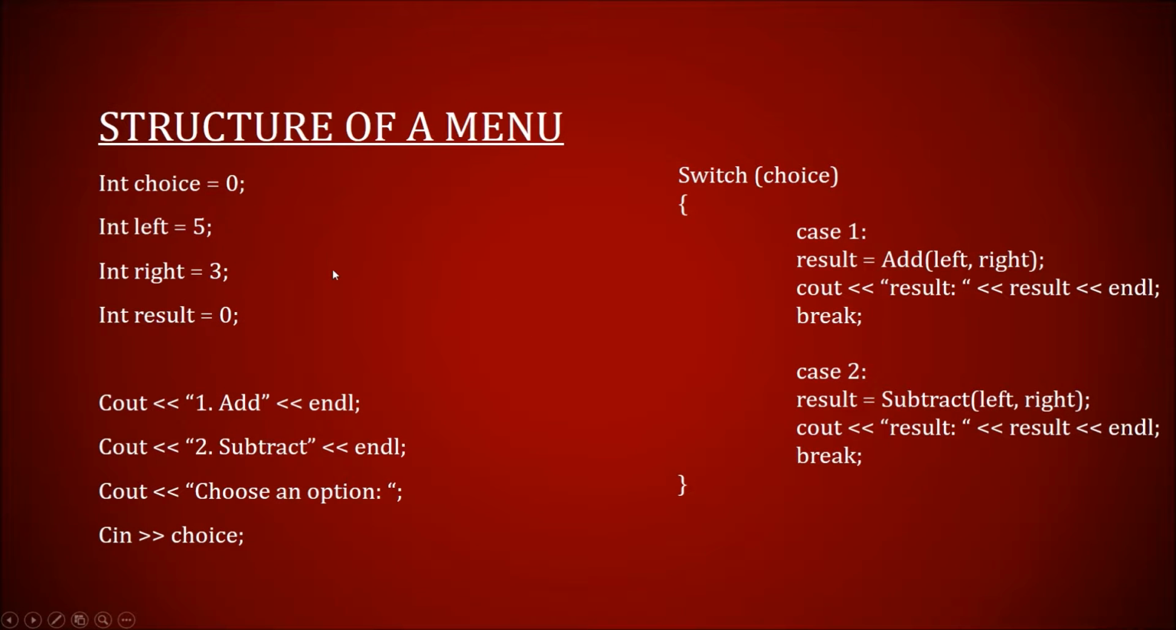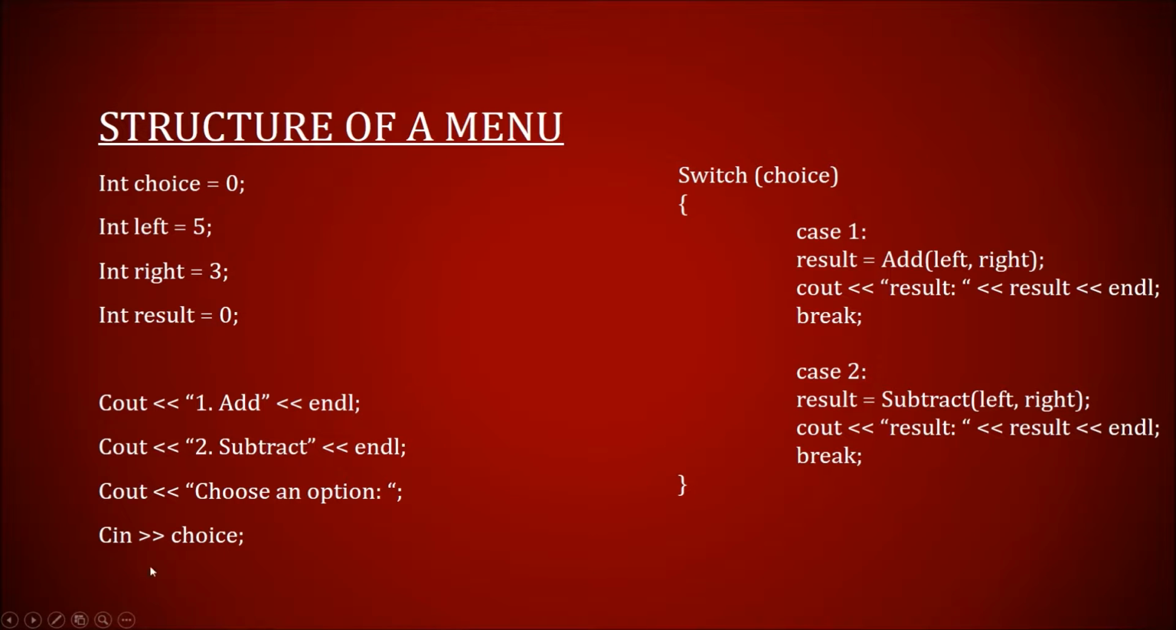Alrighty, so let's take a look at the structure of a menu. So up here we have int choice. This is going to be used to determine which option the user chooses from the menu. We have left and right. These are to pass into our add and subtract functions, and then result is what's going to be returned and assigned to from those functions.